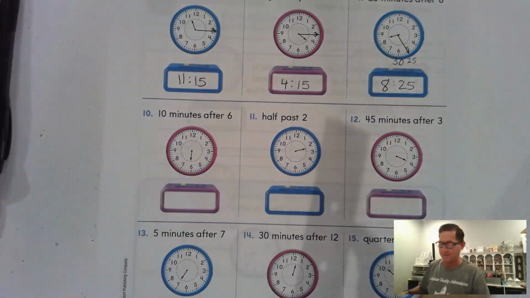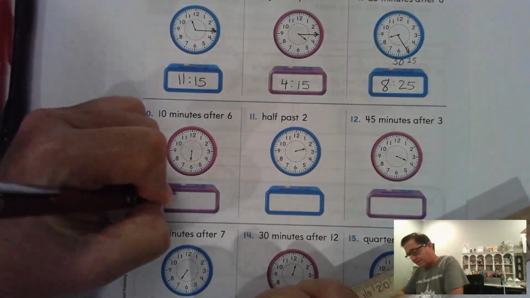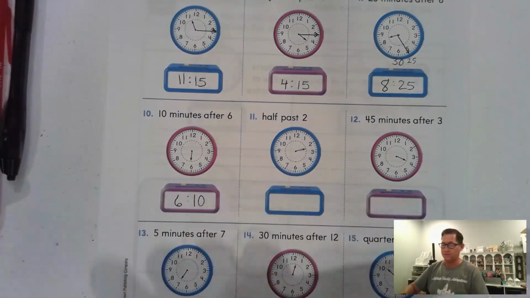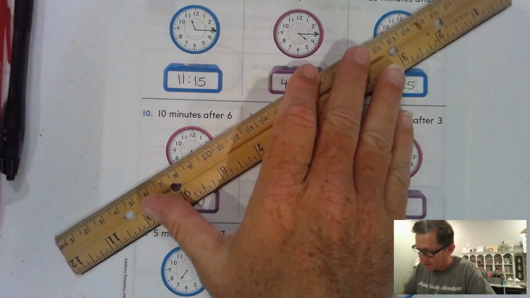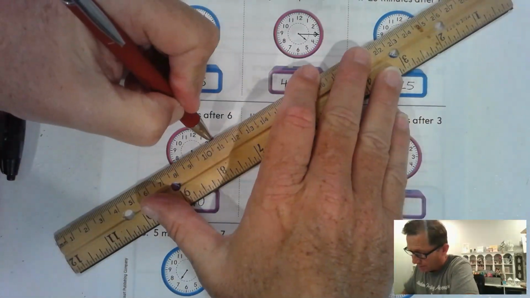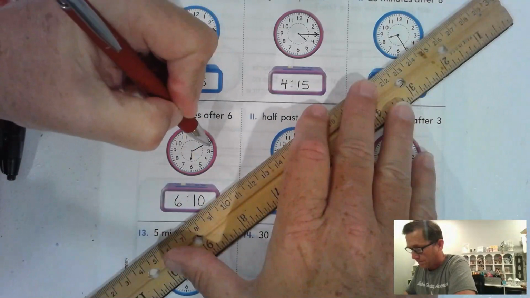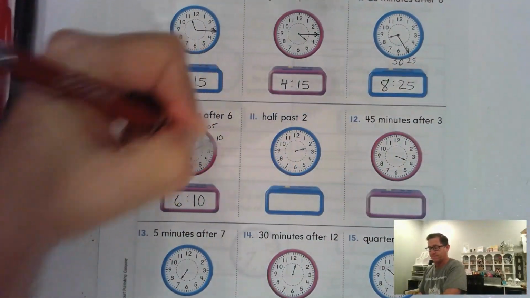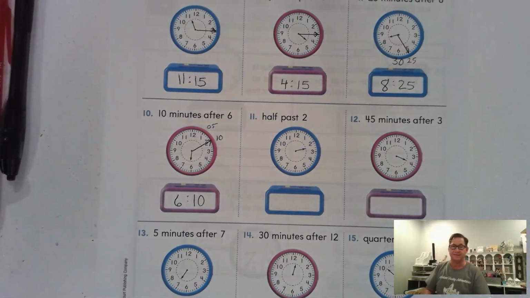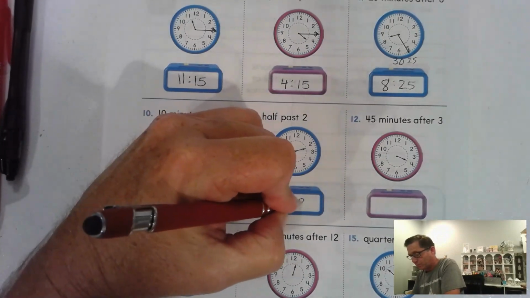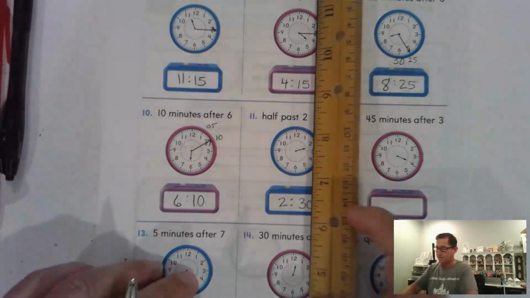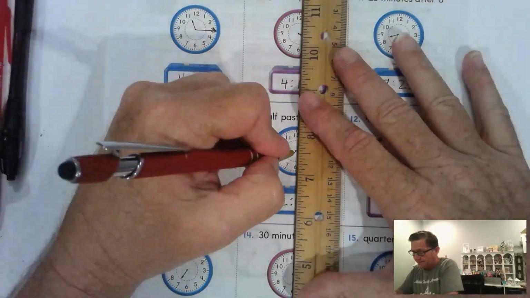10 minutes after 6. So where's the minute hand? At the 2. The 1 is worth 5, and the 2 is worth 10 minutes. 2:30. Well, half is 30 minutes past 2. So it's facing right at the 6.